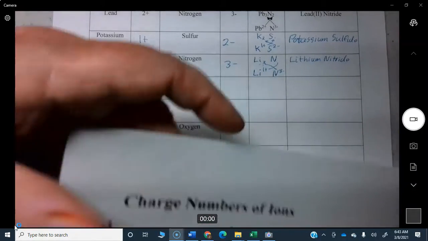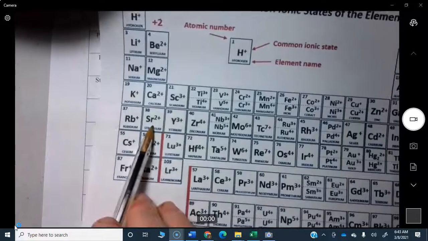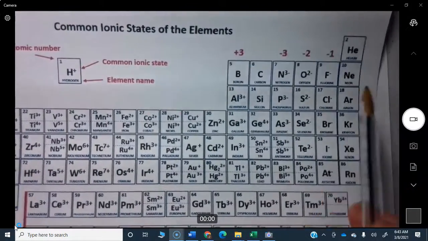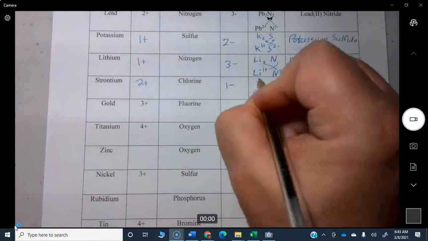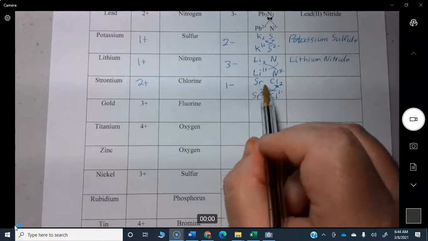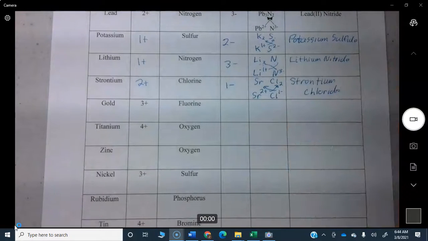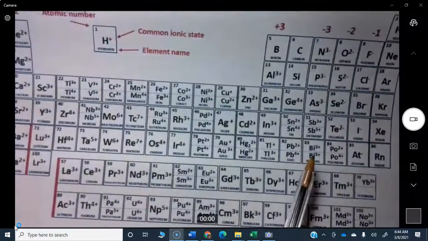Strontium and chlorine. Strontium is right here. It's a 2 plus. Chlorine is right here. It's a 1 minus. So it's just SrCl2, strontium chloride.